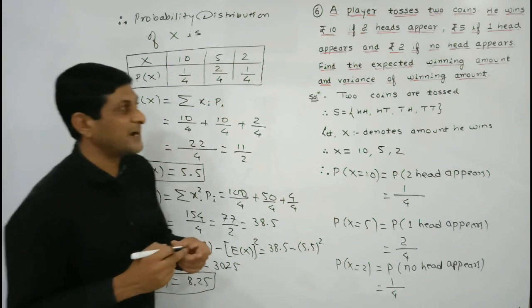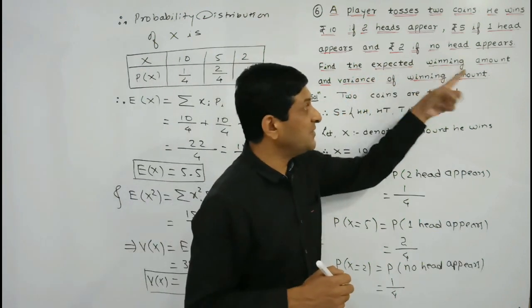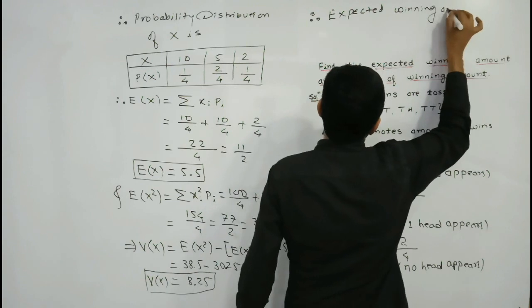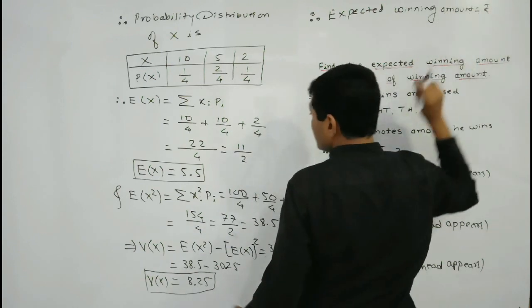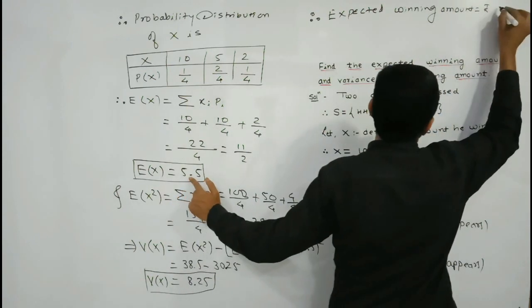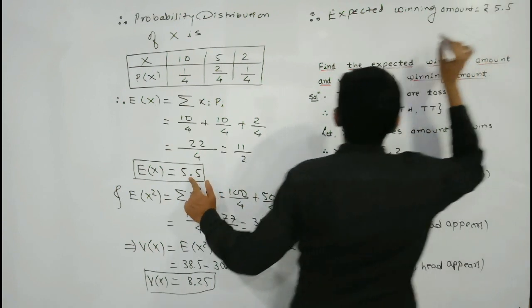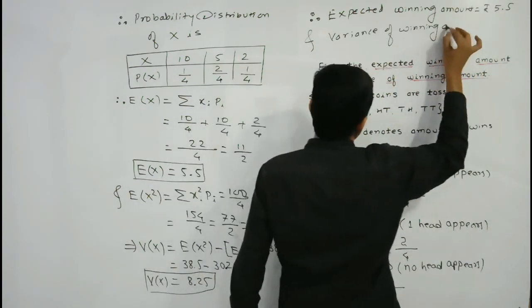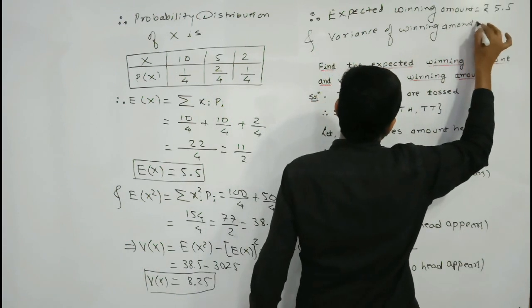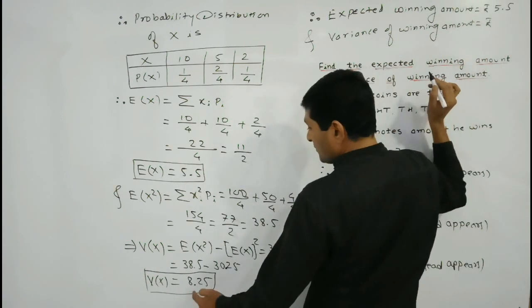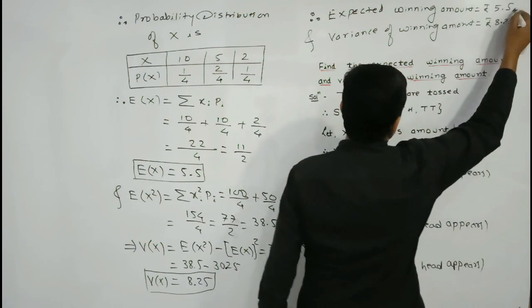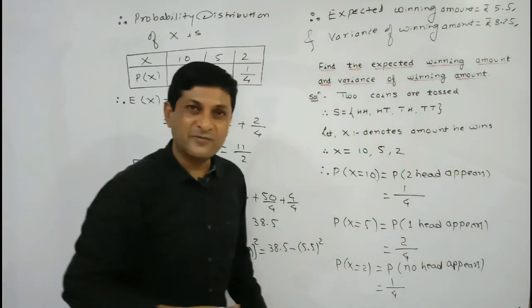What is the first required value? The expected winning amount is equal to rupees 5.5, and the second required value is what? The variance of winning amount is equal to, just now we have got this value, rupees 8.25. In this way we have got both our required values.